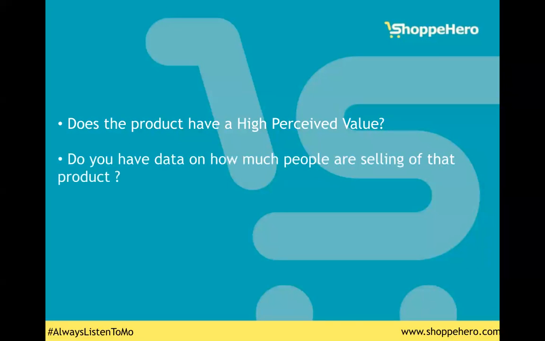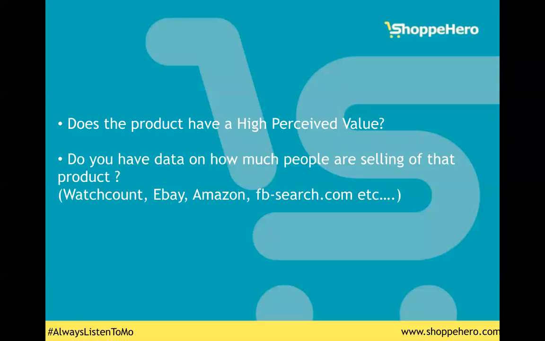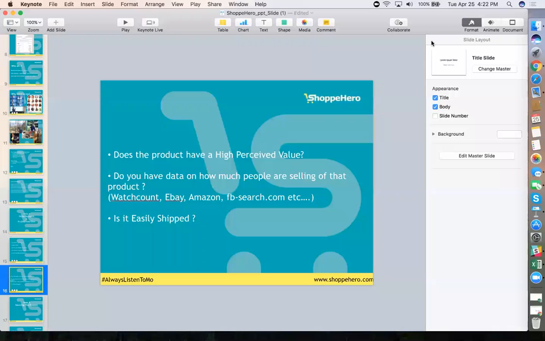All right. The second thing, do you have data on how much people are selling of this product? Here are some of the places that we get data from, and I'm going to show you some advanced stuff that you guys are going to learn today, inshallah. Please Hasna, hold the questions until I get there. So we will go into FB search, Amazon, eBay, watch count, and show you how you can get data on what people are buying.